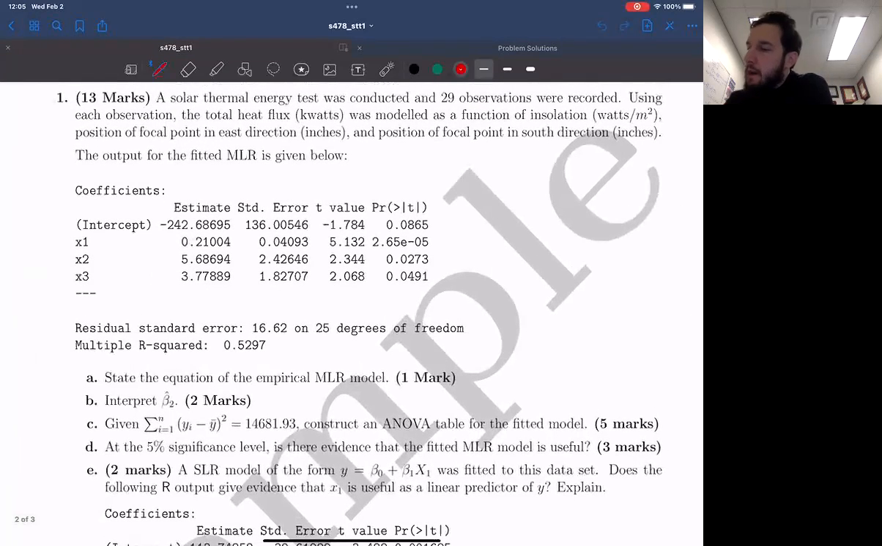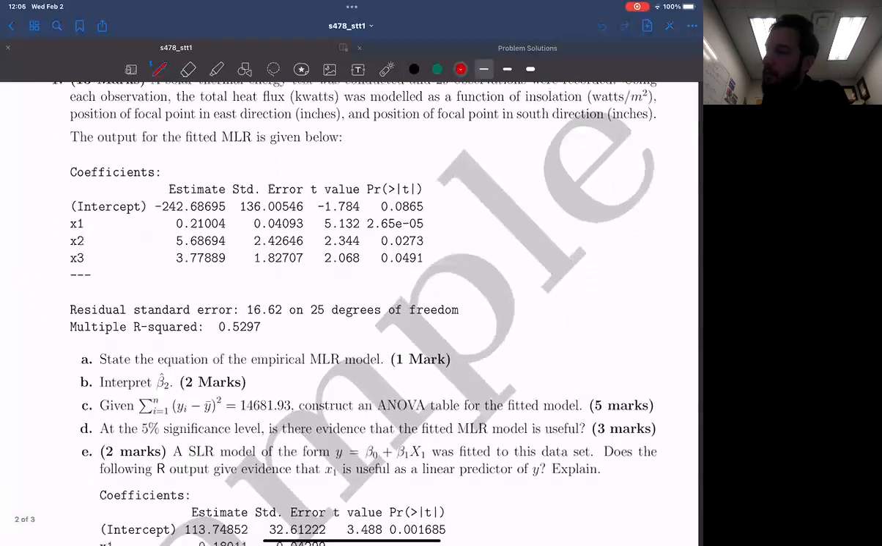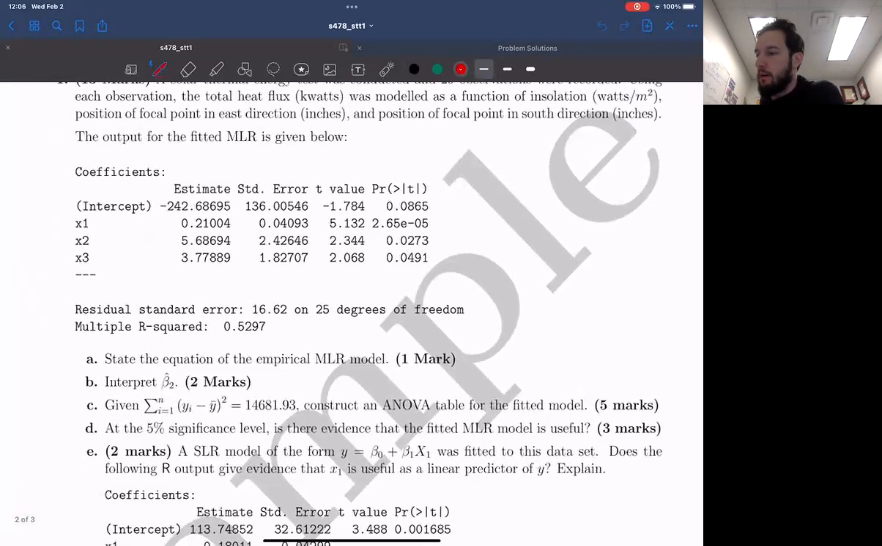Okay, question 1. A solar thermal energy test was conducted and 29 observations were recorded. Using each observation, the total heat flux was modeled as a function of insolation, position of focal point in east direction, and position of focal point in south direction. The output for the fitted MLR model is given below. Part A, state the empirical MLR model. Okay, so I'll write everything on the graph paper there, and I'll post the solutions after.